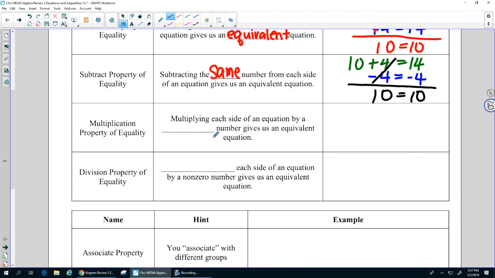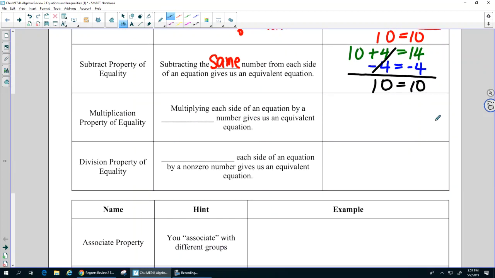Next, we have the multiplication property of equality. This says that if you multiply each side of an equation by a non-zero number, you're going to get an equivalent equation. So just make sure that when you multiply, you cannot multiply both sides by 0. The example we're going to use is, let's have 10 divided by 2 is equal to 5. What the rule tells me is that you can multiply both sides by 2, and you'll get that 10 is equal to 10.